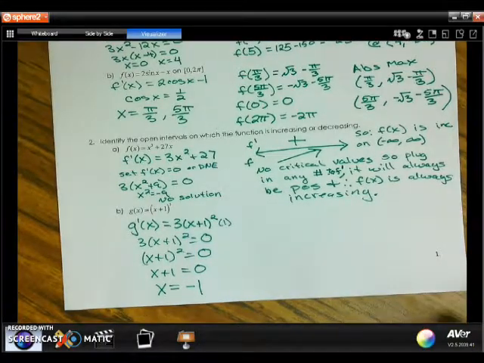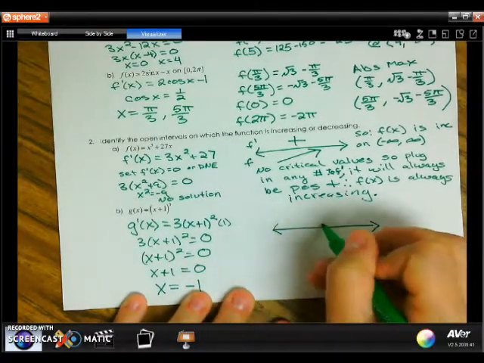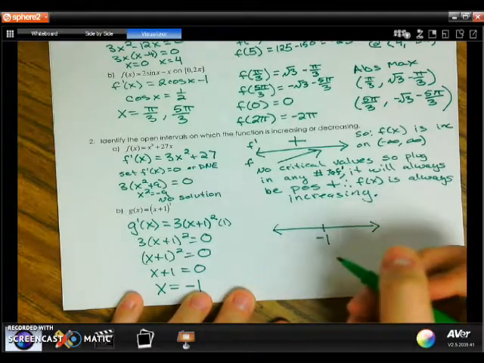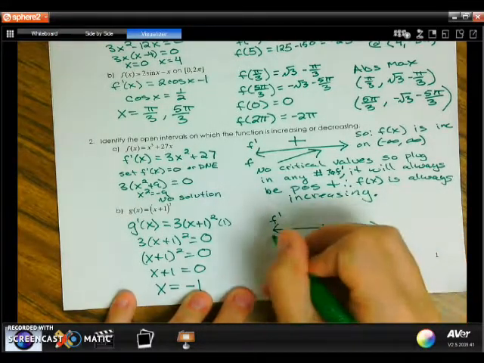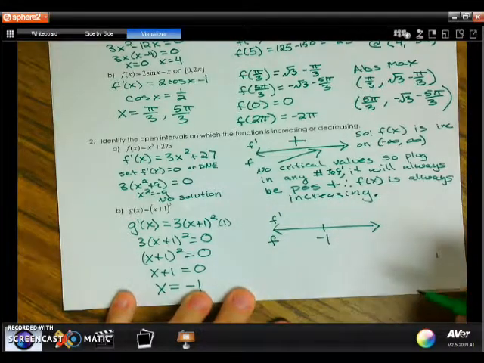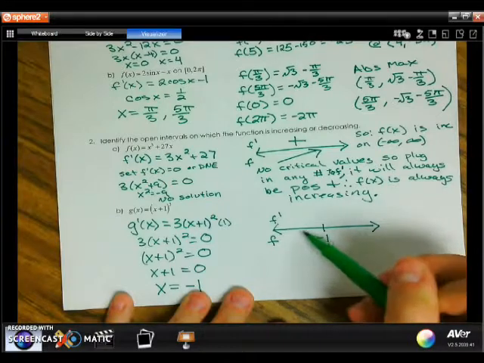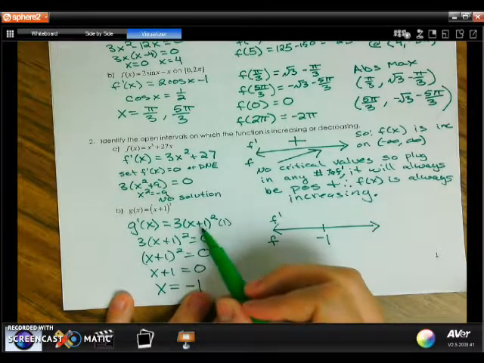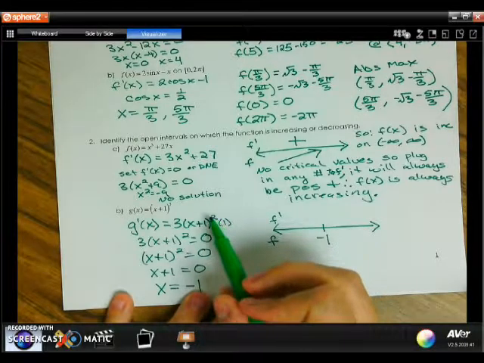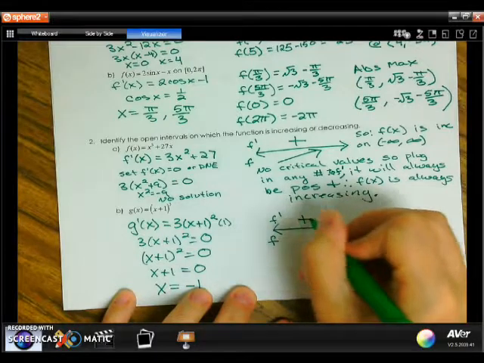And from there, we are going to use a sign chart and put it on the sign chart. Okay, so I only have one critical value, so I'm just going to stick it right there. And remember, I plug into the derivative, and I only care if the derivative is positive or negative, and that's going to tell me the behavior of the function. So when I plug in a number to the left of negative 1, like a negative 2, into the derivative, negative 2 plus 1 is negative 1, squared is a positive 1, times 3 is still positive, so I get a positive over here.